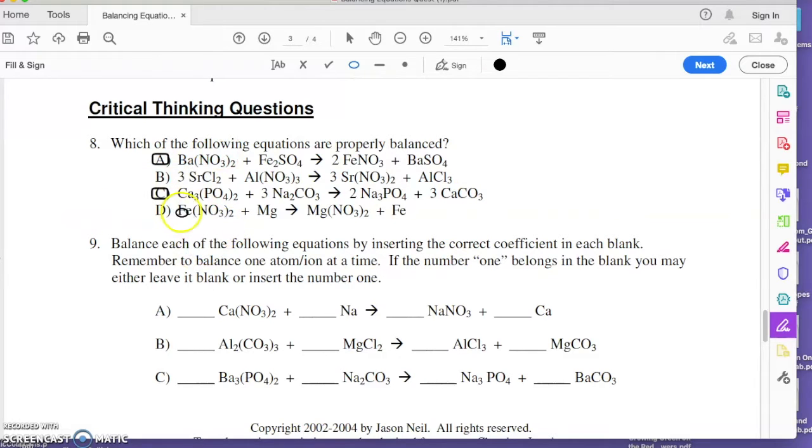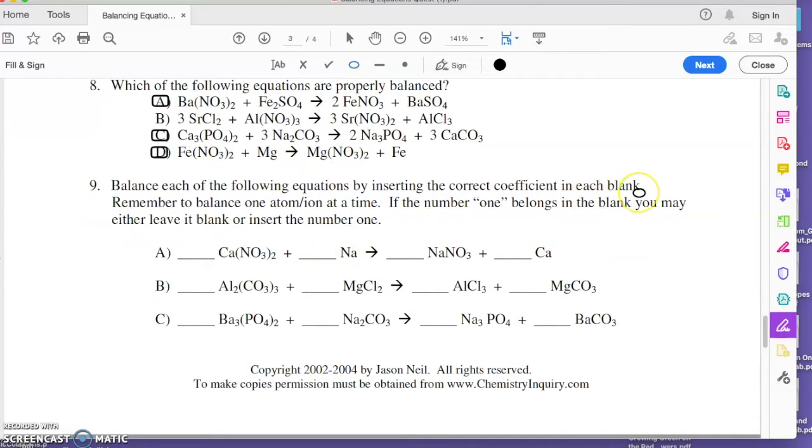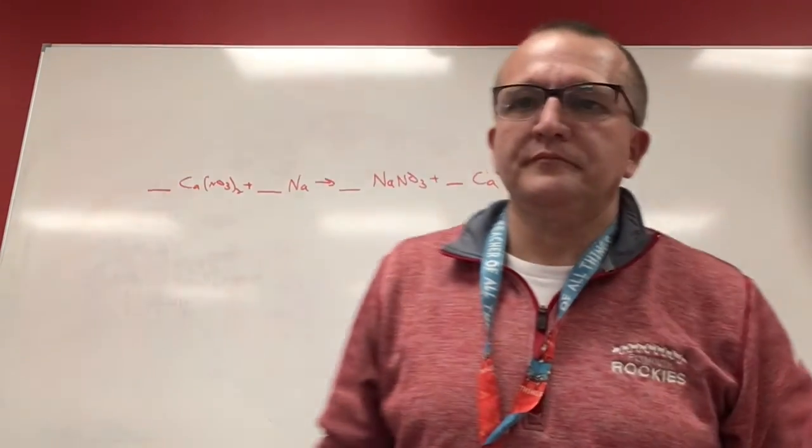And then D, 1 Fe, 1 Fe, 2 NO3s, 2 NO3s, 1 Mg, 1 Mg. D also is completely balanced. And I'll walk through the steps on how to do that. Doing number 9, do it now.